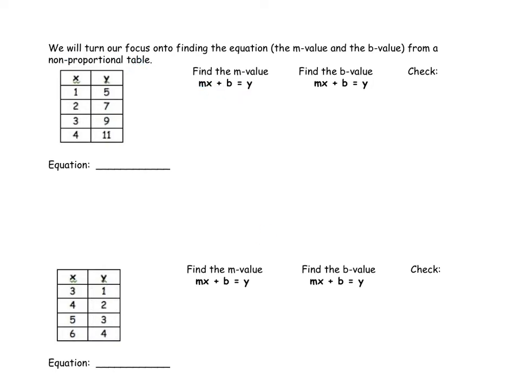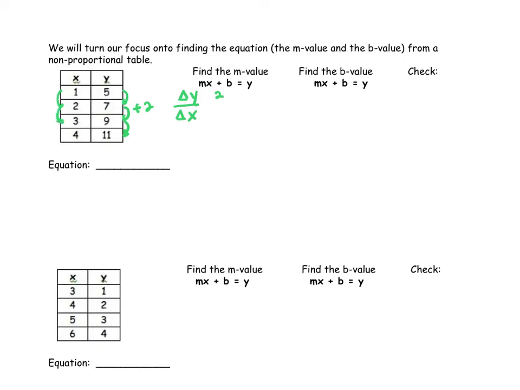And you're going to notice that I've already put the outline of our non-proportional equation. So let's start first. If you recall, we need to start by figuring out what the m value is, and we do that by finding the change in our y's over the change in our x's. So I'm going to start with the y's, and as I look at this going from 5 to 7, 7 to 9, 9 to 11, that is all going up by 2. So I'm going to write a positive 2.